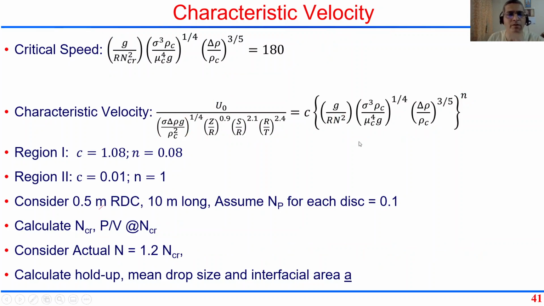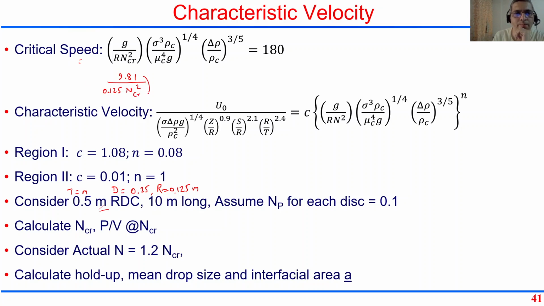Shall we continue further? It's just a matter of substitution. Would you be able to calculate? Just take one example. Let's calculate the critical speed. So g is 9.81, r is the radius. We have a 0.5 meter RDC, so 0.5 meter is our value of T. The diameter of the disc is half of that, 0.25, so the radius of the disc would be 0.125 meters.